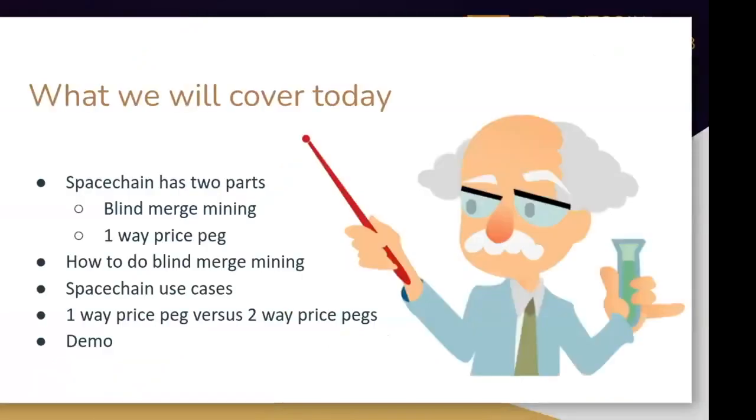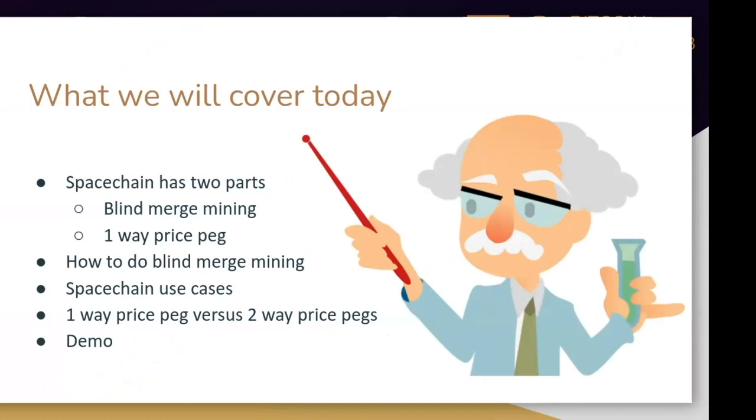What we're going to cover are the two main parts of what a spacechain is, the two things that constitute a spacechain. It is a sidechain that has blind merge mining, I'll tell you what that is, and it has something called a one-way peg. Those are the two parts that combine together to make a spacechain.